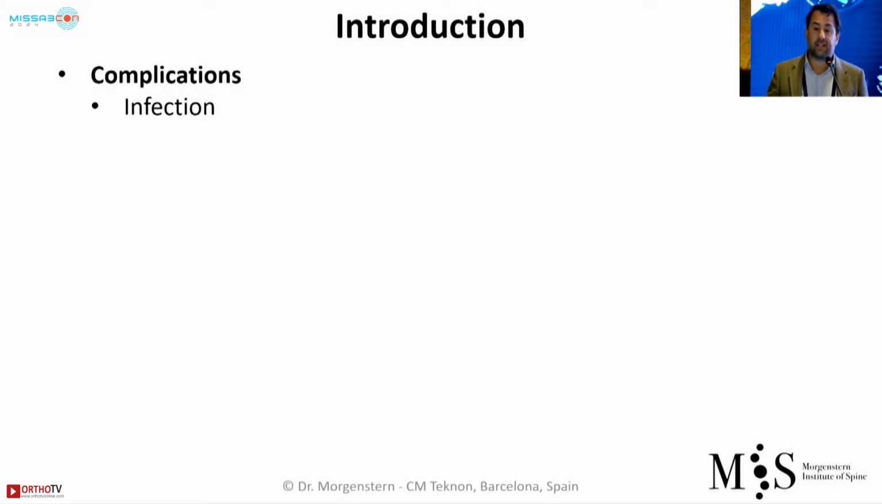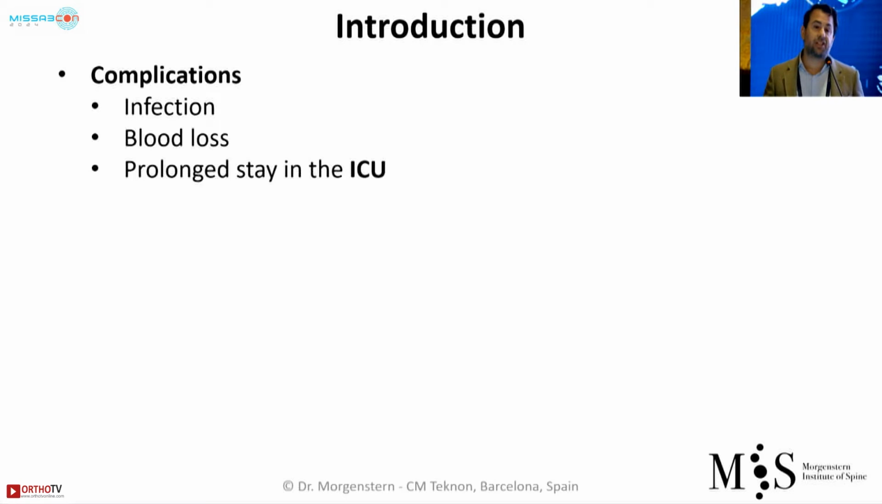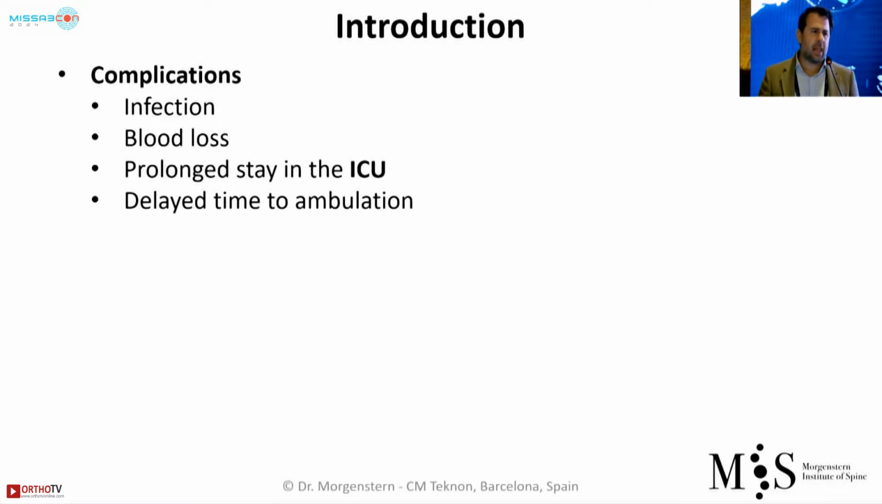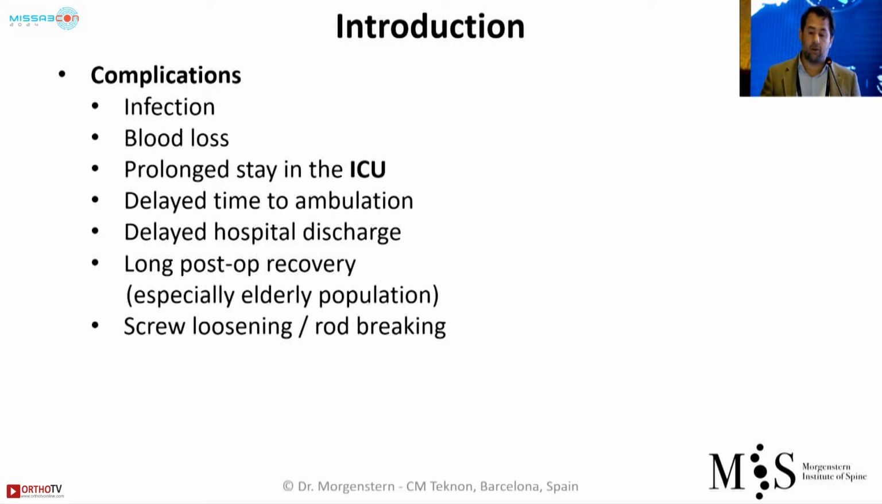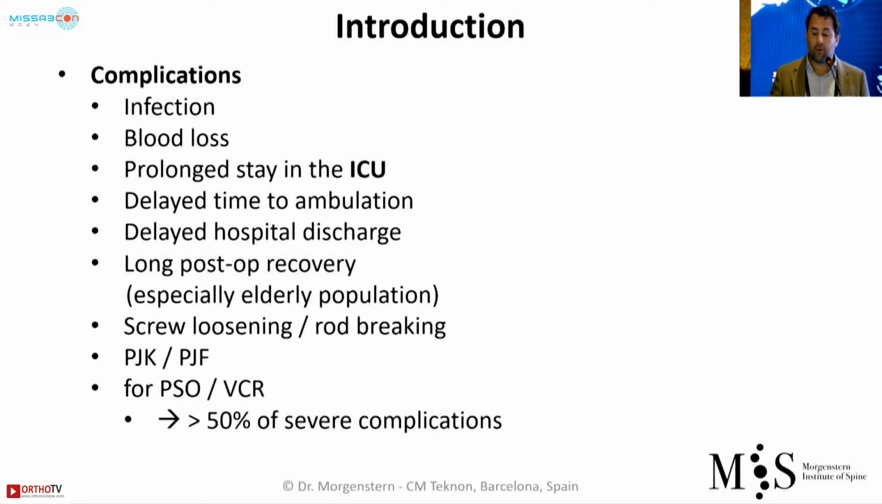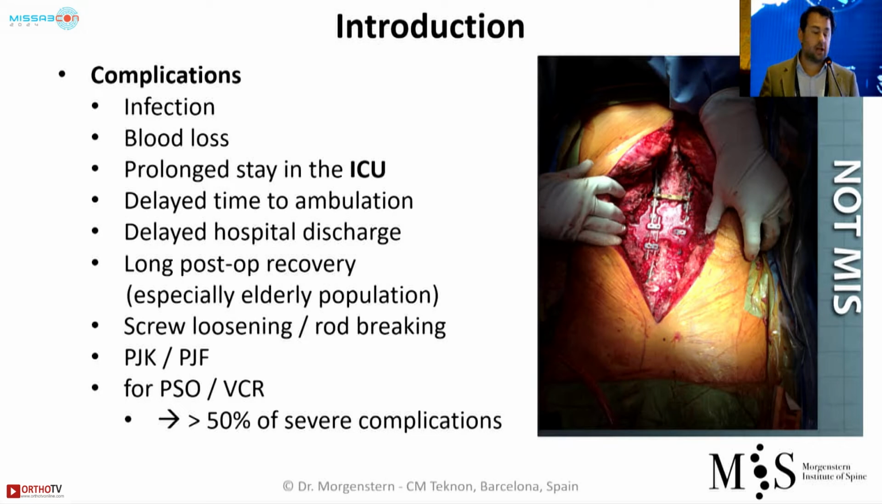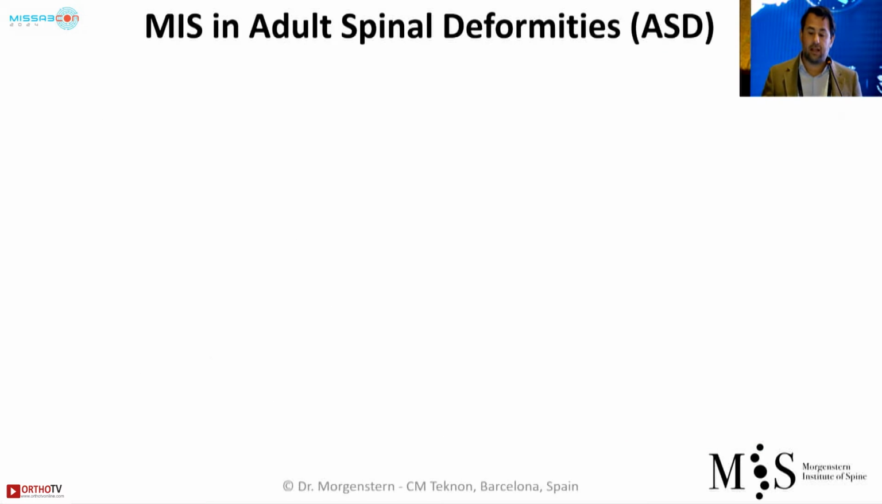And you know that this can imply a lot of complications: infections, blood loss, prolonged stay in the ICU, delayed time until the patient is moving, until you can send him home, and the recovery is long, especially for the older people. And you have all the typical complications, PJK, PJF, rod breaking, and if you do PSO or VCRs, you have a lot of blood loss. More than 50% of complications are reported. So this is definitely not MIS. It's a solution, but it's maybe not the ideal solution.